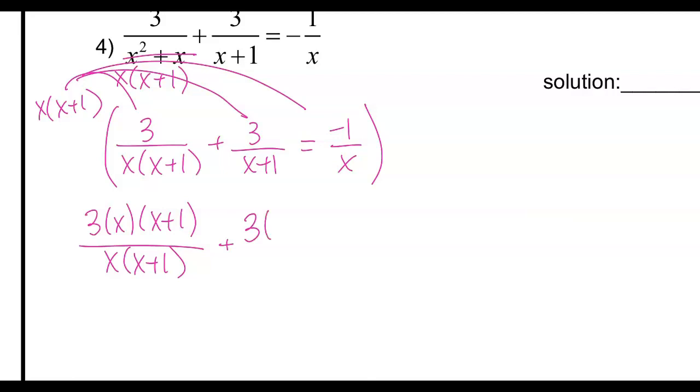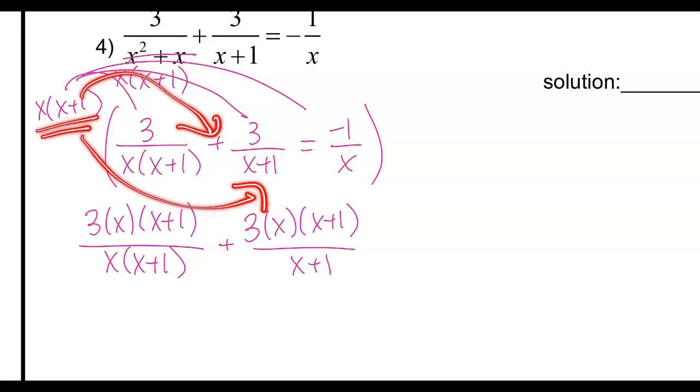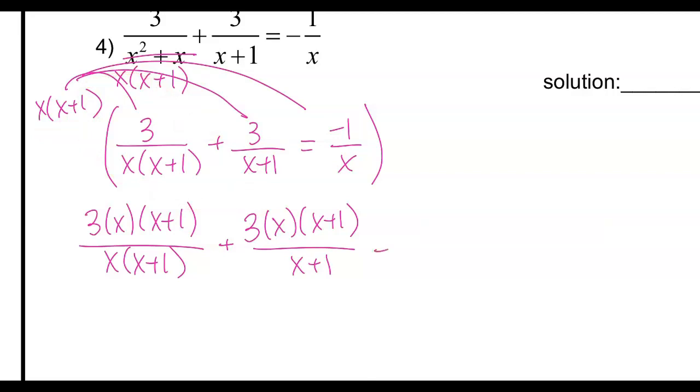So second fraction, 3 times x plus 1, all over just x plus 1. I'm not multiplying this by the numerator and denominator. I'm not doing that. I'm just multiplying it by each numerator. And then for the last fraction, same thing. Negative 1 times x plus 1, all over just x.